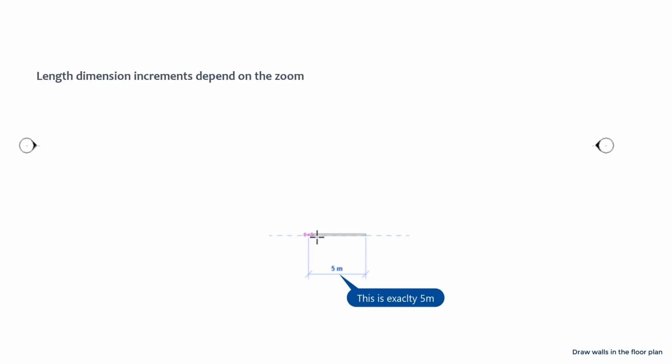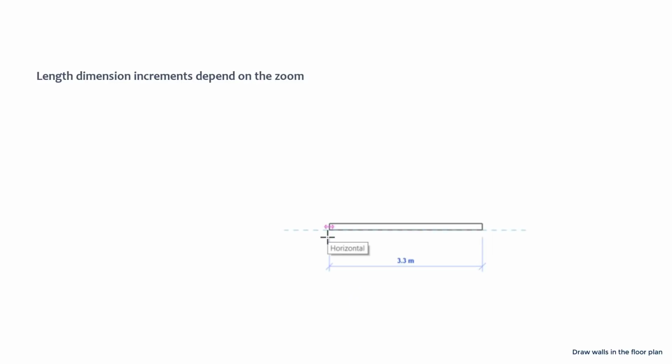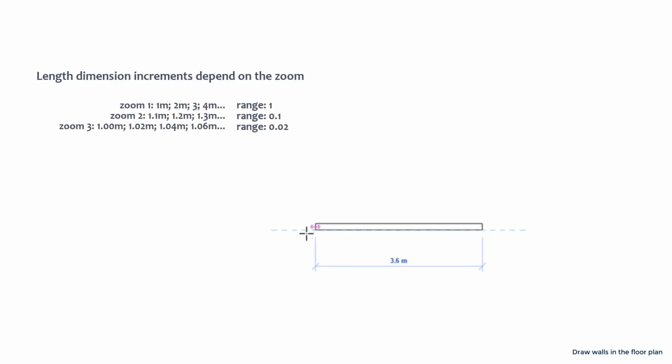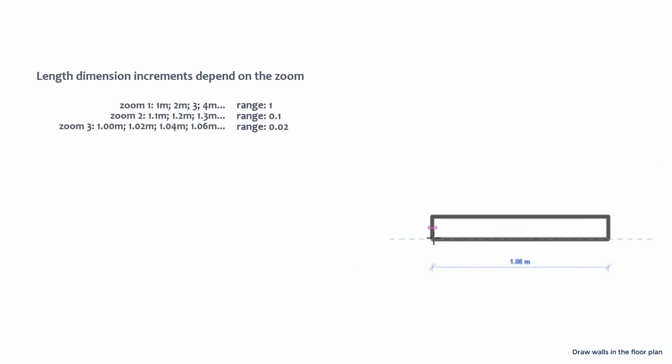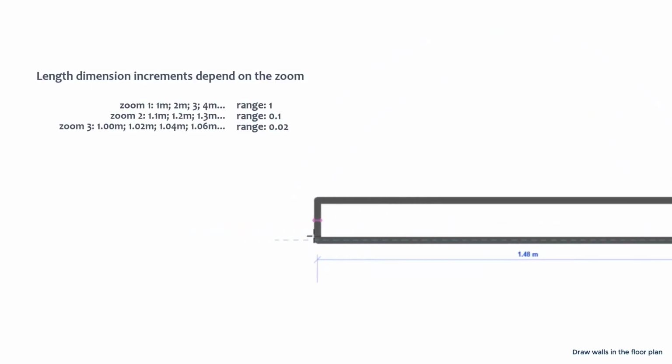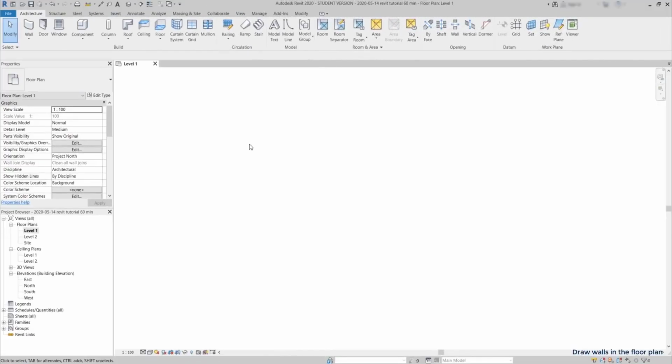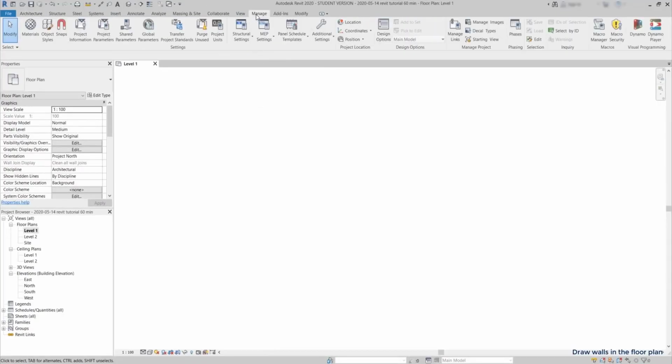Now let's zoom in a bit, and at this moment the values change in a range of 0.1 between each other. Zoom again a bit more and the values are even more closely. This time it's snapping every 0.02 meters. These settings can be edited in Snaps, located in the Manage tab. It's this icon over here.